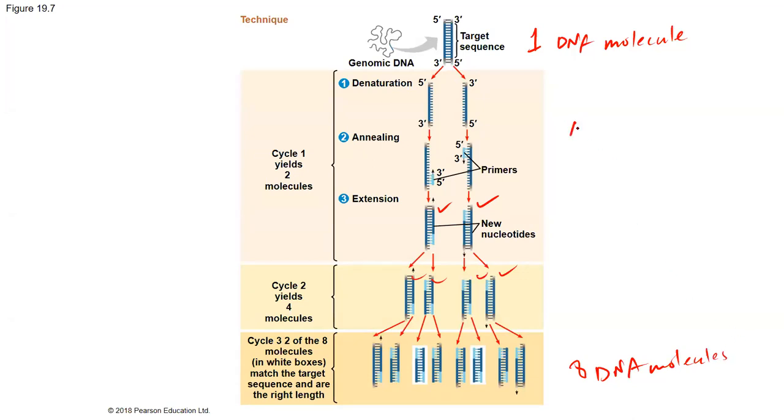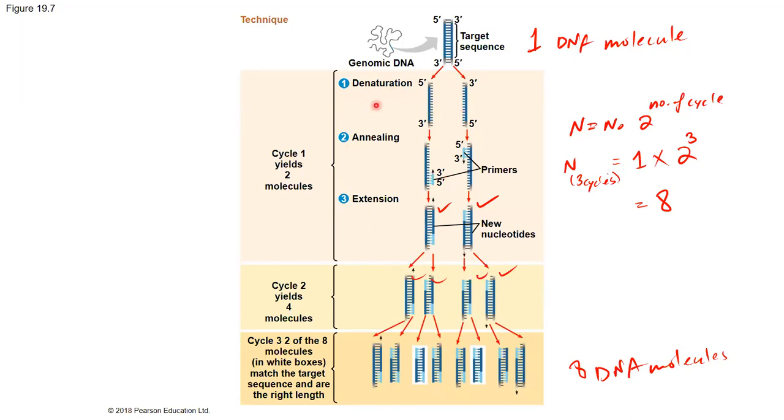So if we apply this equation to this example, the number of DNA molecules after 3 cycles of PCR equals the number of DNA molecules we start with, which is 1 here, multiplied by 2 to the power of the number of cycles, which is 3, which means we have 8, and this is what we can see here. Okay? So let's see what happens during each step within the cycle.